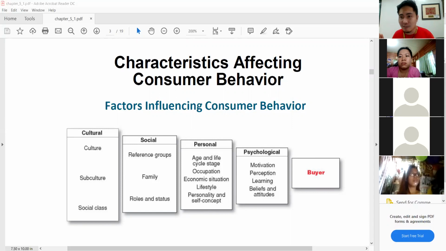When we talk about women, Filipino women have the penchant for skin whitening. No? So, our products are purely dedicated to whitening our skin. So, that is what sells. So, those are cultural factors and subcultural factors.